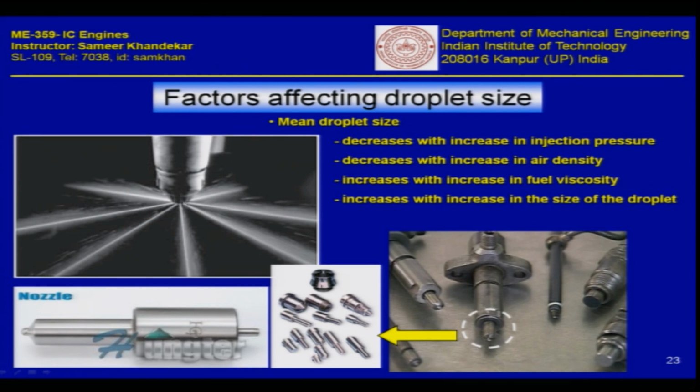Okay. So, the mean droplet size will definitely depend on the air density and the viscosity ratio also, because the droplet will come in contact with the air, there will be interfacial shear, and the interfacial shear will lead to further breakdown of the droplet.